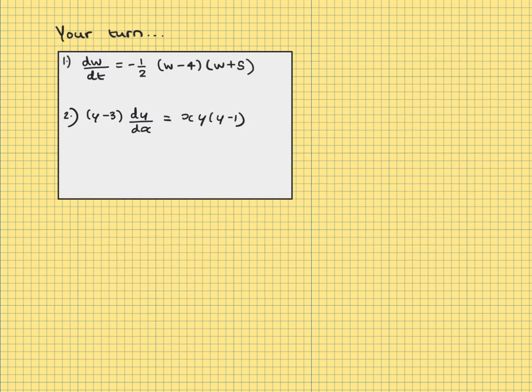Right, question 2, let's take a look at our integral here. So separating the variables, y terms on the left, we have (y minus 3) over y(y minus 1), integral of with respect to y, equals the integral of x dx on the right hand side. So we have to take (y minus 3) over y(y minus 1) and decompose it into its partial fractions, like this.